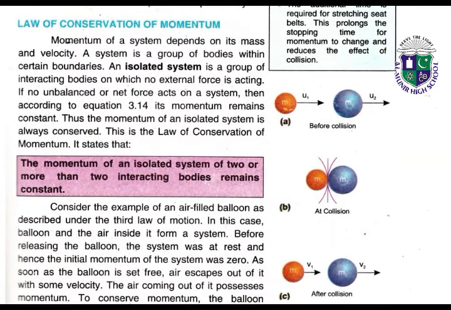Next, we have a very important topic, the law of conservation of momentum. What is the law of conservation of momentum? The momentum of an isolated system of two or more than two interacting bodies remains constant. So what is an isolated system? An isolated system is a group of interacting bodies on which no external force is acting.